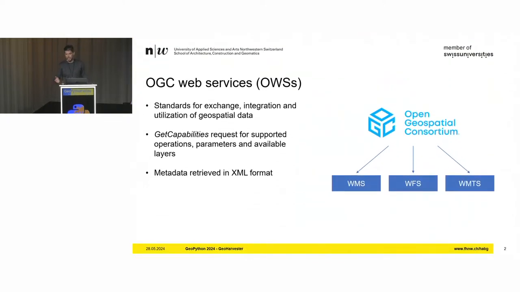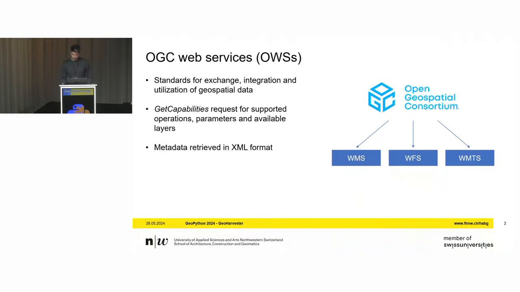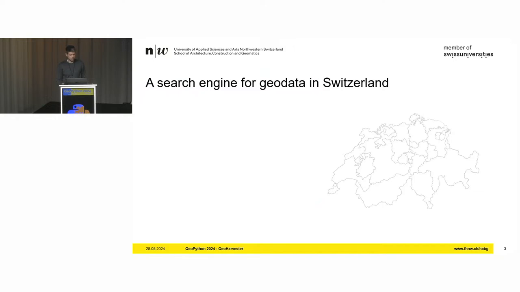I think everyone knows what OGC web services are. Anyway, we concentrate on map services, feature services, and map tile services. And we exploit the GET capabilities requests to collect the metadata as XML. But why? To develop a search engine for those geodata or web services.